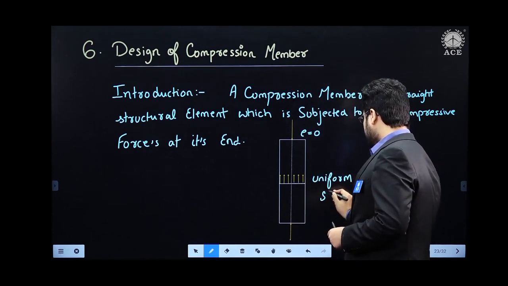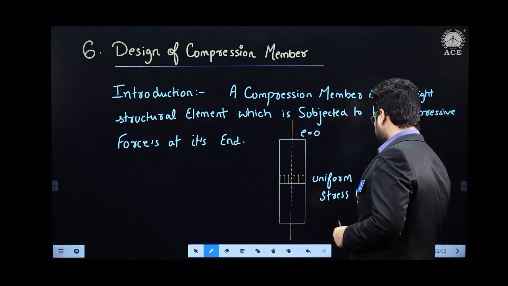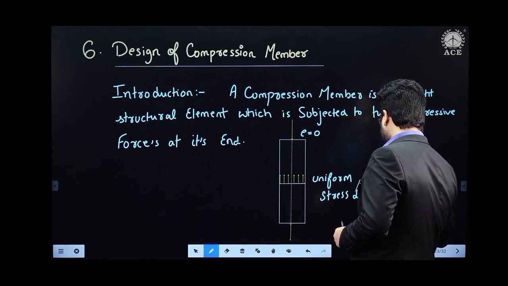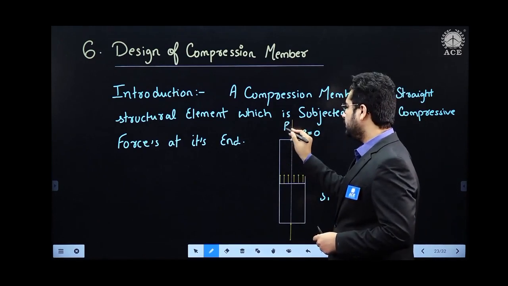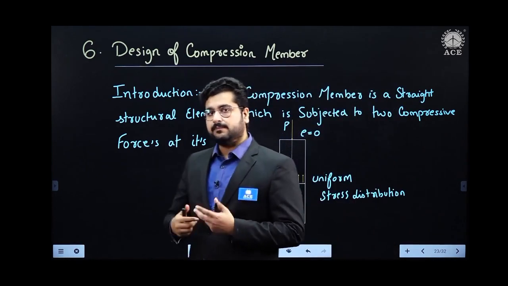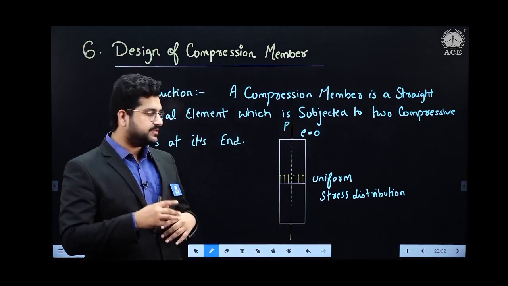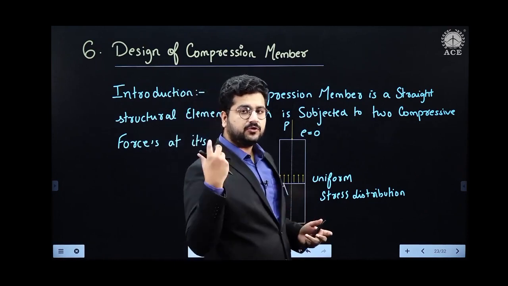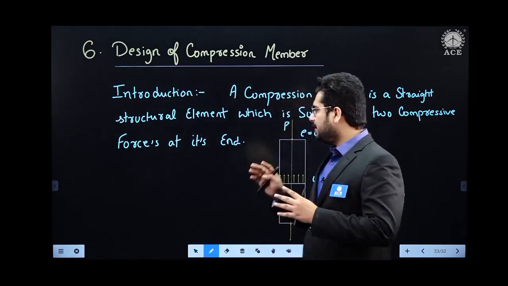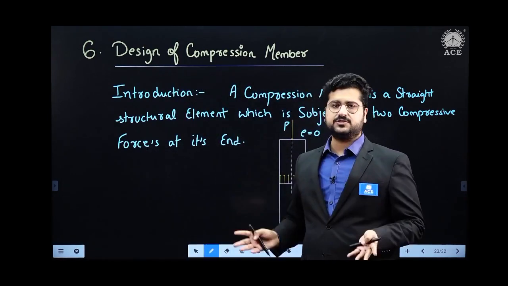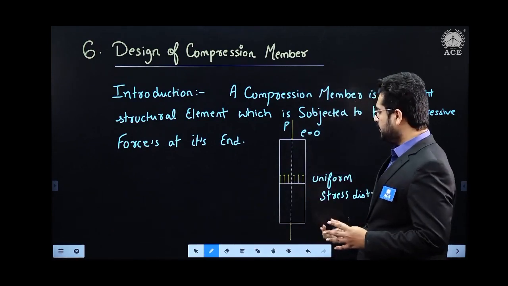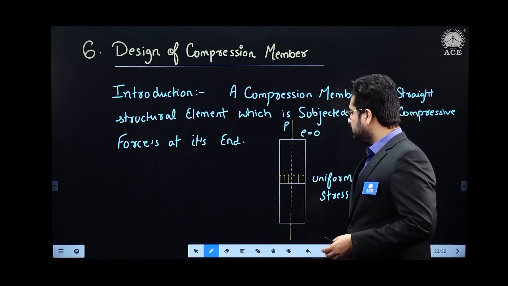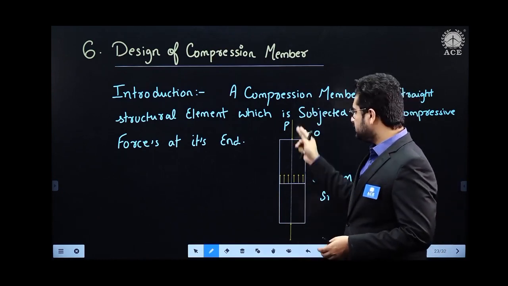As you know, if there is some eccentricity, then in addition to the loading there will be some bending effect also. Because of that bending moment, one side would be bending compression, one side would be bending tension. In that case, you cannot say you will get the uniform stress diagram. So for an ideal case, or as per the definition, a compression member is the one which is subjected to two equal compressive forces passing through its longitudinal axis, or the centroidal axis.